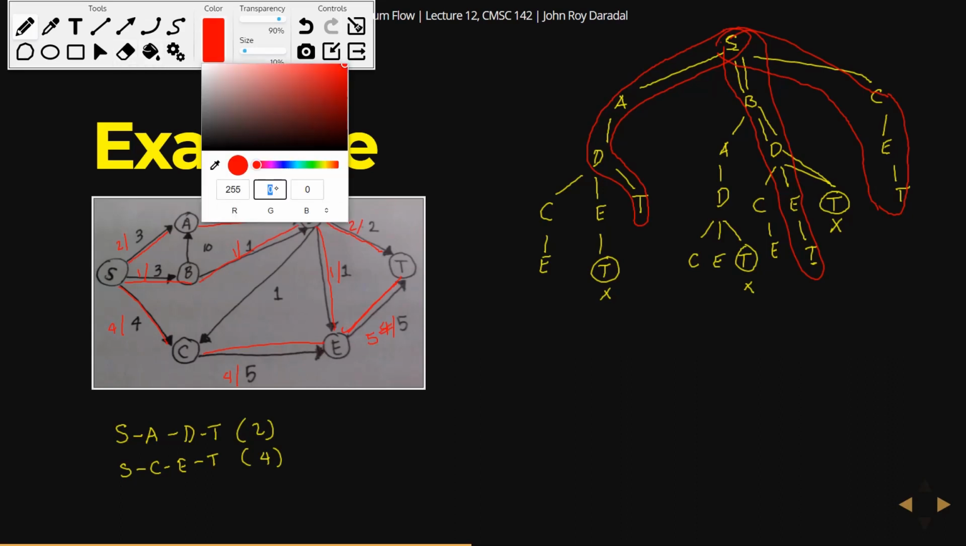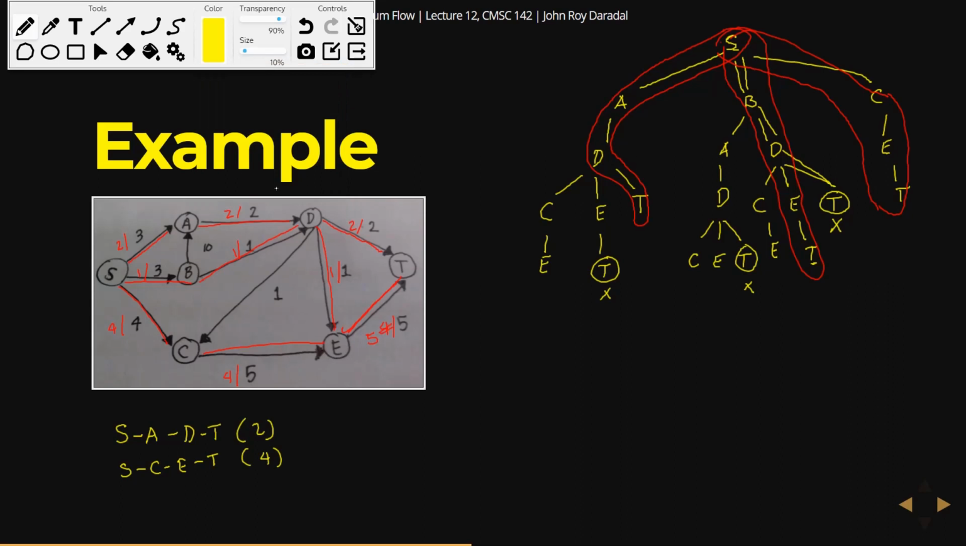So now our last path is SBDET with size 1. And I say this is the last because all of the incoming edges to T are already full. So there's no way to send more flow through these edges. This one is 2 out of 2, and this is already 5 out of 5, so we can't send more. So this is when we stop. That is the demo for the Edmonds-Karp algorithm, or the implementation of Ford-Fulkerson using BFS to find augmenting paths.